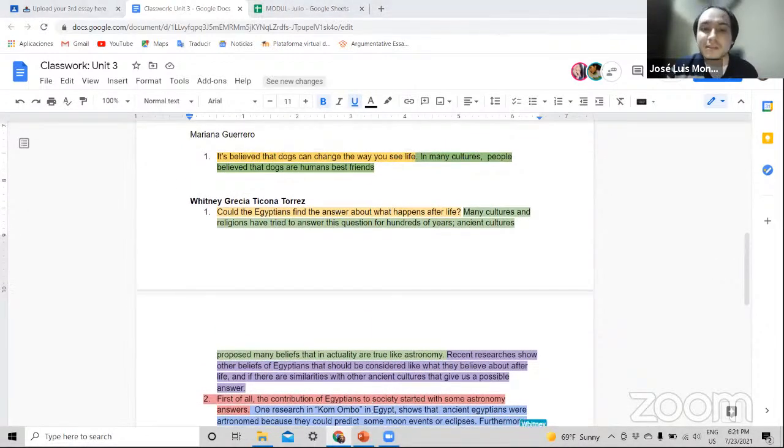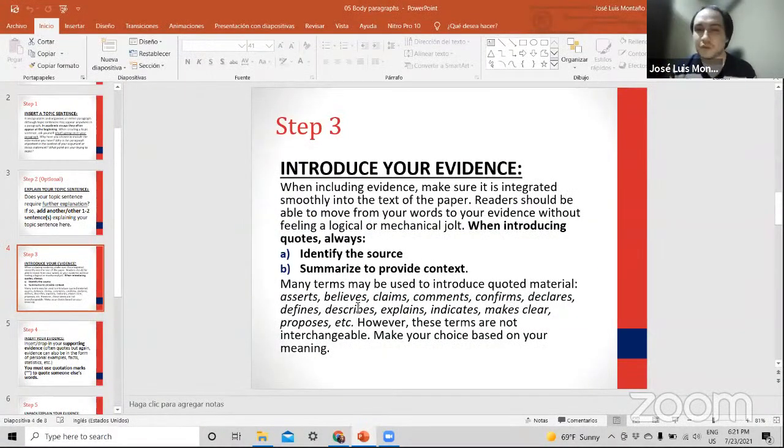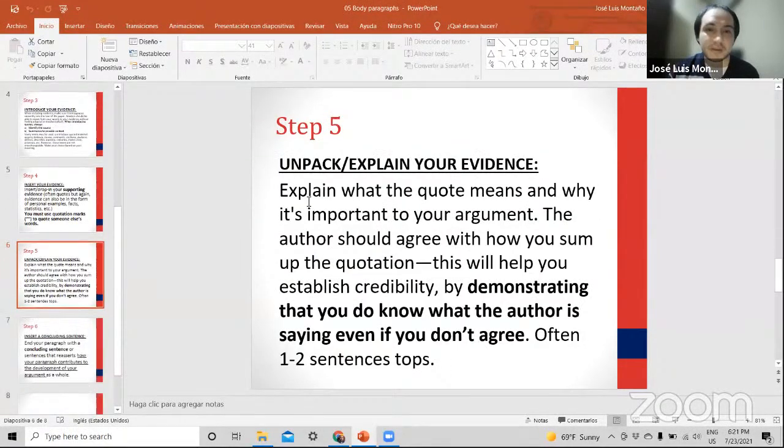Okay, and one last thing, before finishing, remember that it's very important to use the exact words, so we have to use quotation marks. It means let's not paraphrase yet, okay? Because the paraphrasing is going to be step number 5. Step number 5 is unpack, explain your evidence. So in this part, we're going to paraphrase the evidence. Right now, it's just a summary of the context and the source, and mentioning the source.